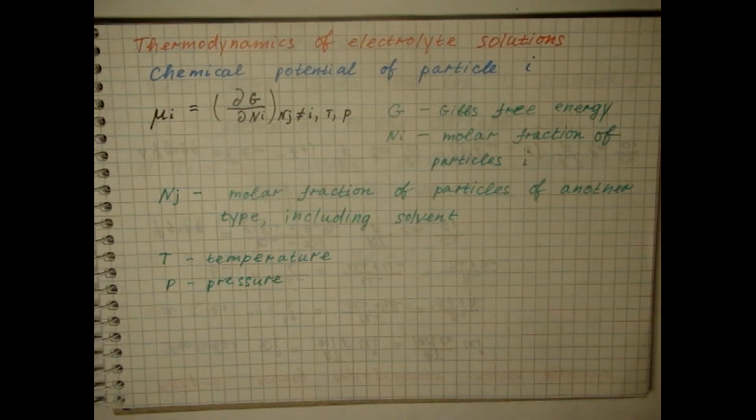If E is a charged particle, an ion, then this process is physically unrealizable, since it is impossible to add only one sort of ions to the solution. To eliminate this difficulty, it is assumed that the charge of the solution is compensated by the addition of an equivalent amount of oppositely charged ions. In this case, the free energy changes with the addition of salt, and this change characterizes the chemical potential of the salt.